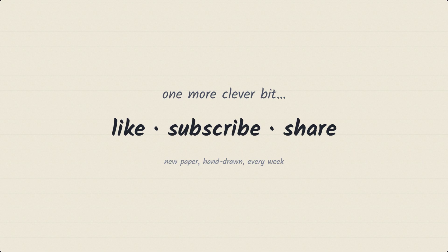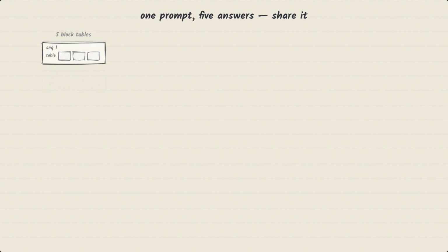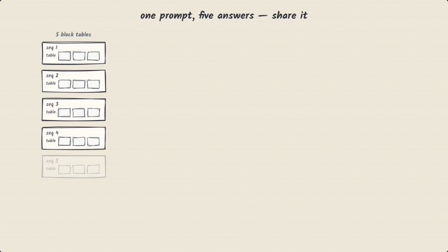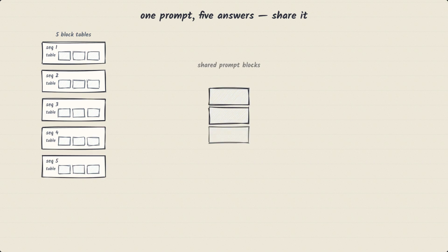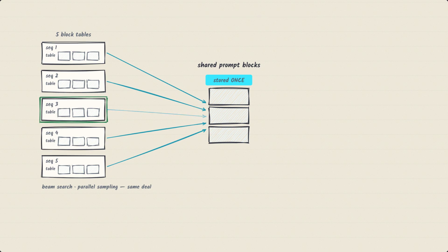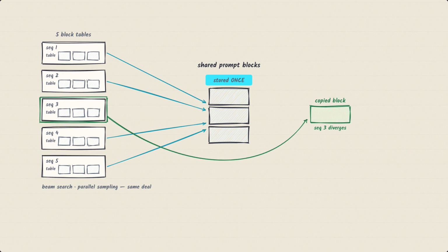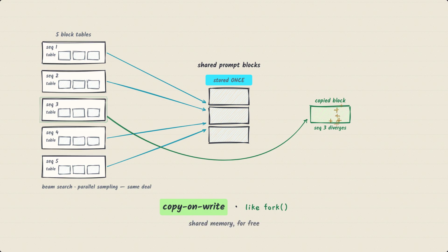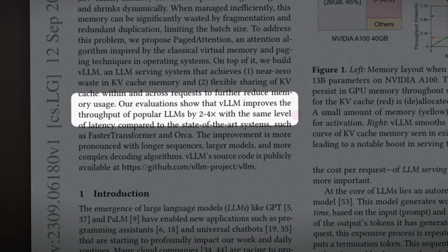One more trick, and it's the best one. Because blocks are just mapped, they can be shared. Ask a model for 5 variations of one answer, and all 5 start from the identical prompt. So store that prompt's blocks once, and point all 5 block tables at them. Beam search, parallel sampling, same deal. Only when one sequence writes something different do you copy that single block and let it diverge. It's copy on write, the same trick that makes forking a process cheap. Shared memory for free. And it all catches out here.